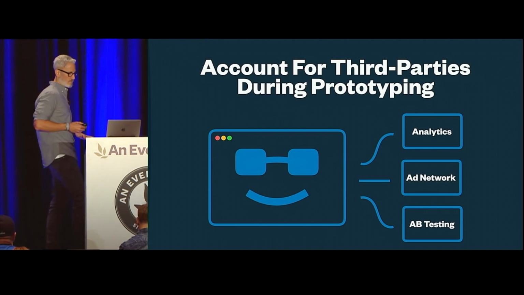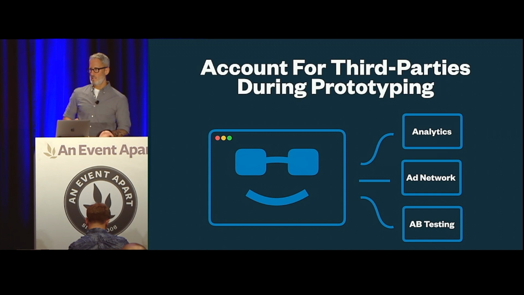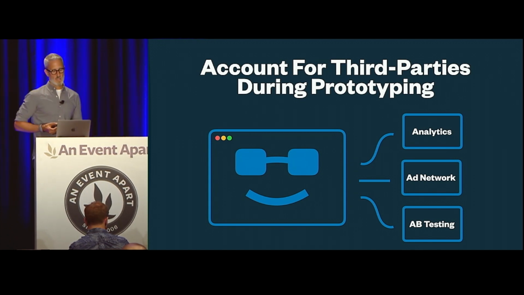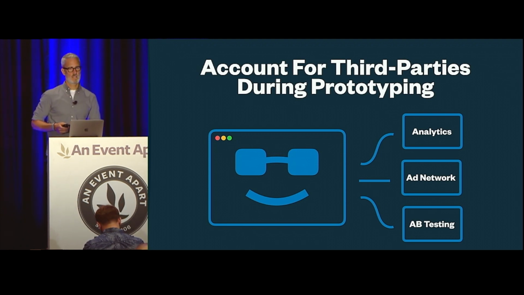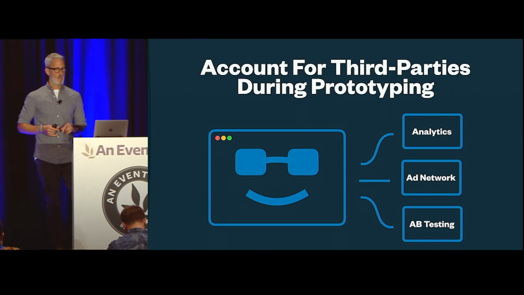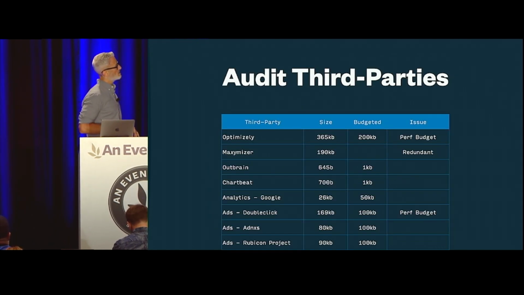And then include scripts during your prototyping process, so performance tests and UX feel are accurate during the build process. At least, if you can't do that early on, maybe you don't have access to the scripts or you don't want to mix up the data, at least document a plan for how that's going to fit within your performance budget. Audit third parties.